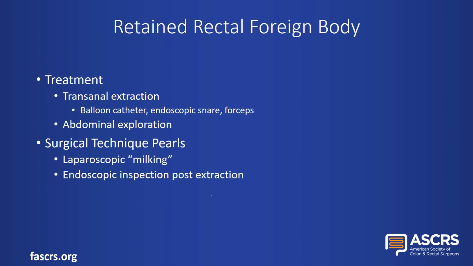The treatment approach depends on the presence or absence of a suspected or confirmed perforation. Transanal extraction at the bedside or in the operating room can be attempted. Use of a balloon catheter, endoscopic snare, or forceps can assist in retrieval. If the object has migrated above the rectum, a combination abdominal approach with laparoscopy to milk the object distally can be useful. Post-extraction, it is paramount to inspect the rectosigmoid mucosa to investigate for luminal trauma.